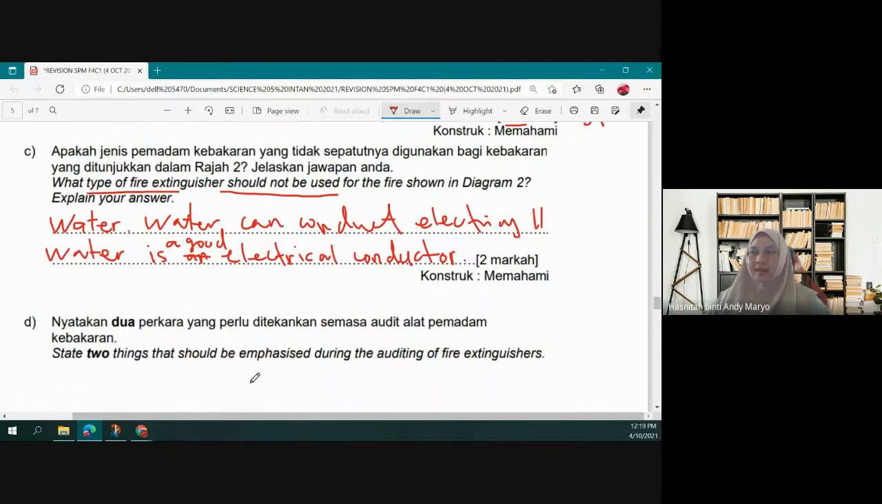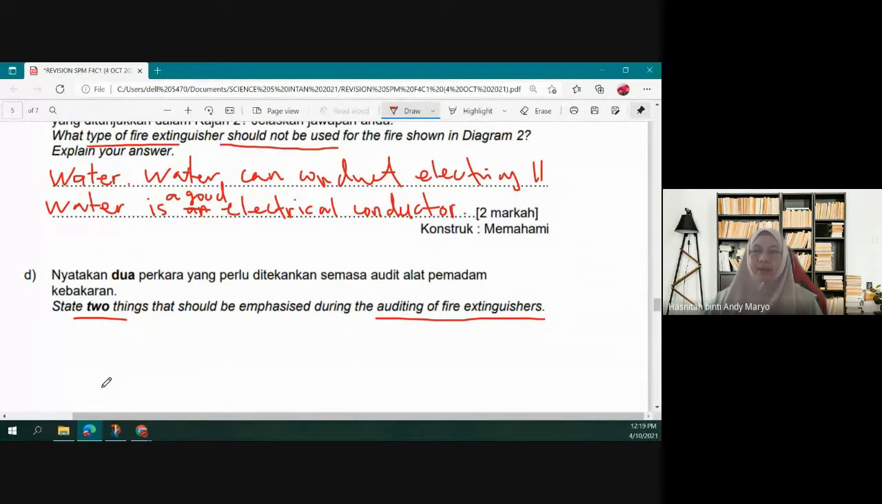Okay. And now let's check on question D. Again, the same thing as it means that this question is quite important. Auditing on fire extinguisher is somehow an important part you should realize and you should be alert to very well. Okay, now they ask you to state 2. State 2 things that should be emphasized, yang you kena tekankan, yang mesti check, tak boleh tidak. Okay, there's no excuses. During auditing of fire extinguisher. Okay, so can you write? Do you still remember what is the answer? What are the things you can write here?